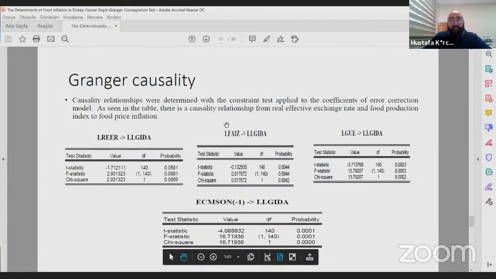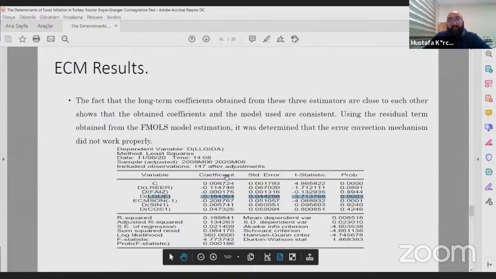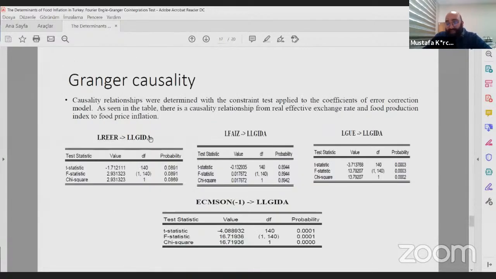And also we use Granger causality. We Wald test these coefficients, and you can see that in the short run there is a causality from one variable to the dependent variable, and from another to the dependent variable, and also in the long run there is causality from our independent variables to the dependent variable.